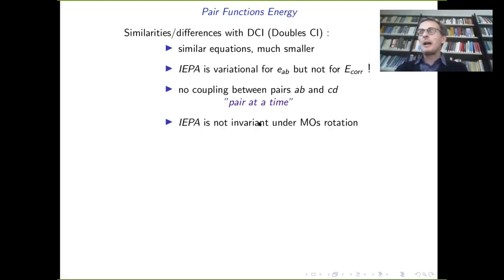And probably the most important problem, but I don't have much time to discuss it, just to highlight this particular point, is that this method is not invariant under molecular orbital rotation, which is a real problem. When you start playing with orbitals, if you make some linear combination of orbitals, then you enter a severe problem where the energy changes significantly. And no one wants any method to be dependent on the choice of the molecular orbitals. Otherwise, this is not a robust strategy. So that's one important problem of the independent electron pair approximation method.